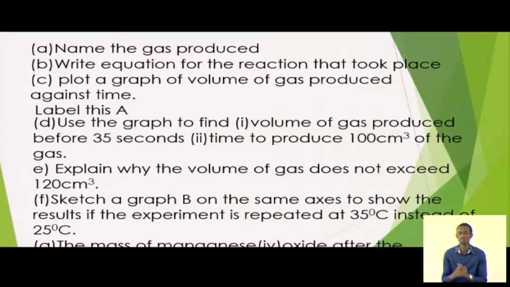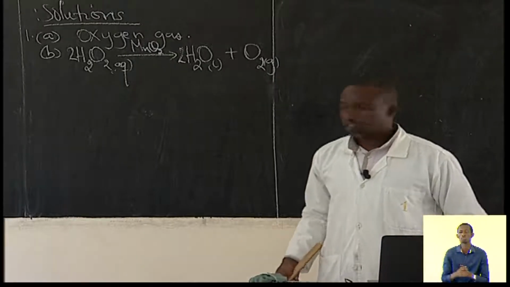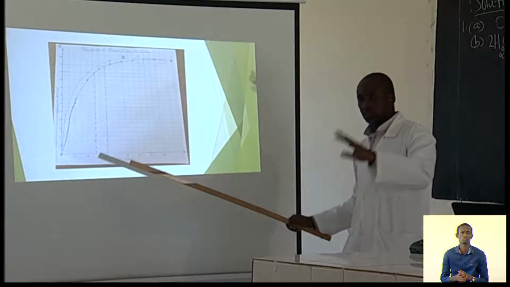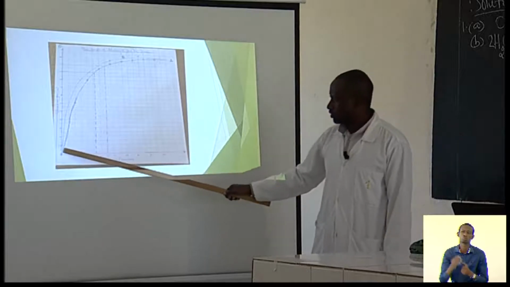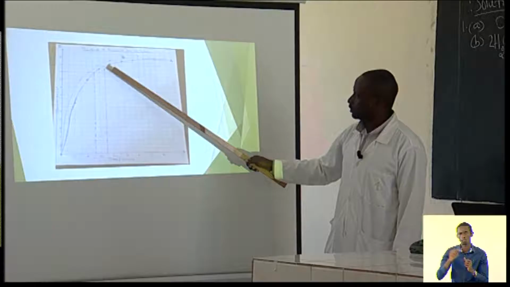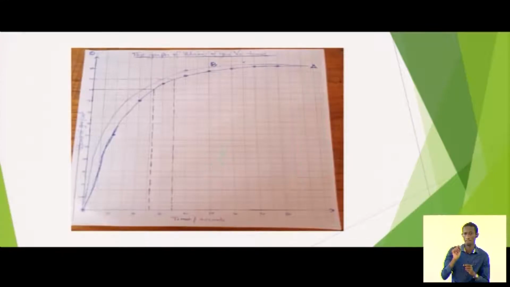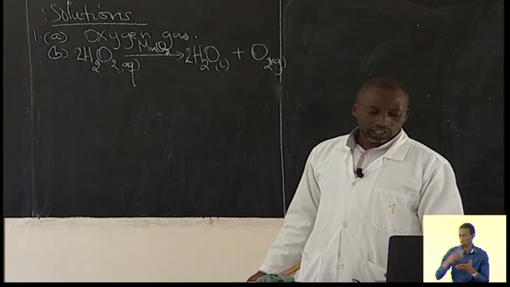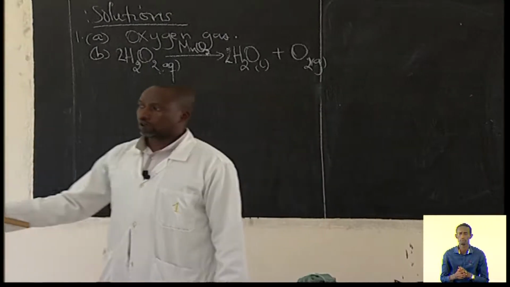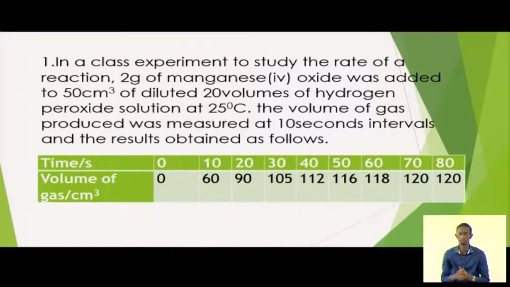Plot a graph of volume of gas produced against the time and label it A. I'll just skip a bit and go to the graph that is produced. This is the sketch graph, the graph that I was just trying to draw. If you look at the graph, this is how it goes, and these are some points that were plotted. We said it has to be labeled A. The values we used to plot the graph are the values in the table, the time and the volume of the gas.